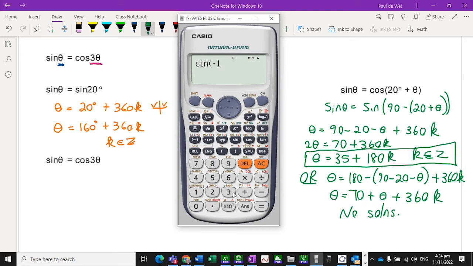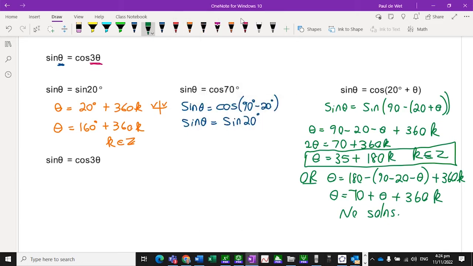Negative 145 rather. So I get negative 0.573 on the left-hand side. And if I find the cos of negative 145 plus 20, I get exactly the same. Right, that should give me a kind of warm, fuzzy feeling that I've got it correct.